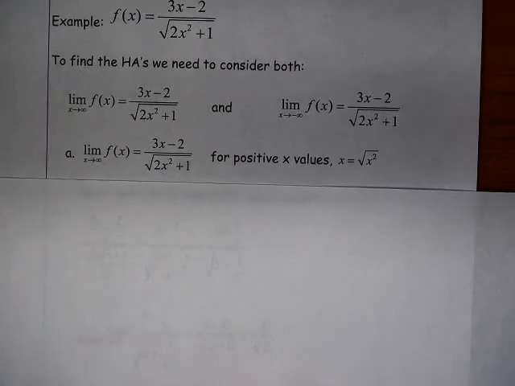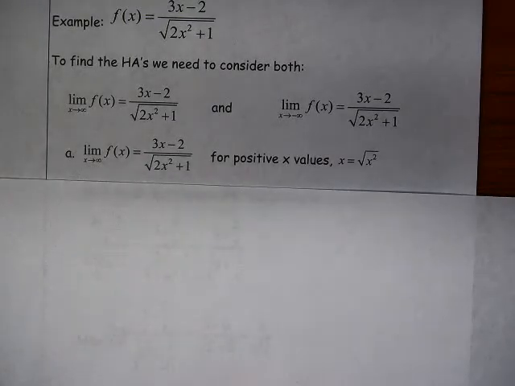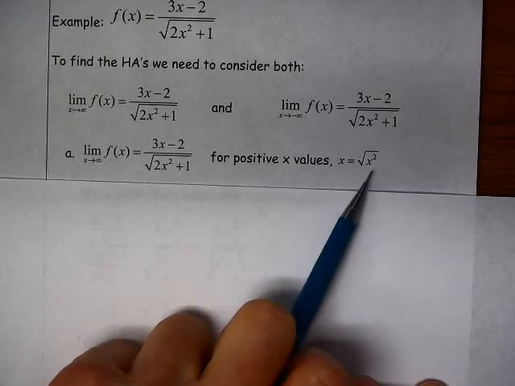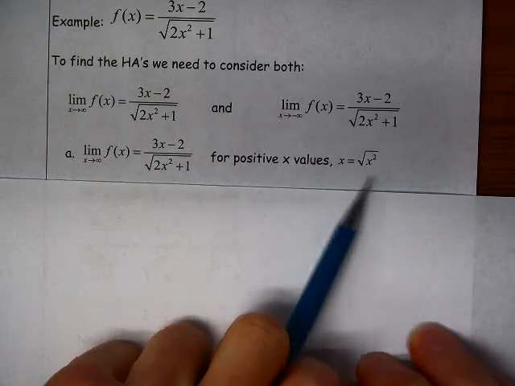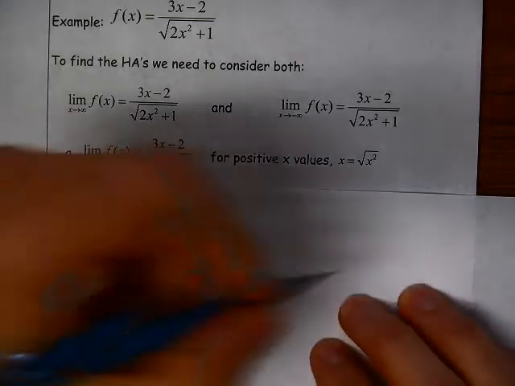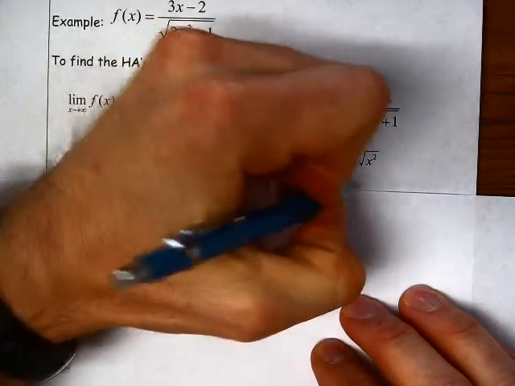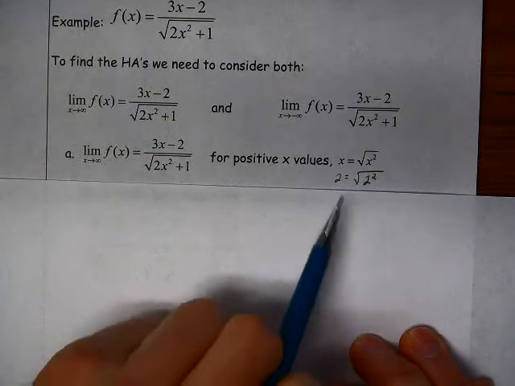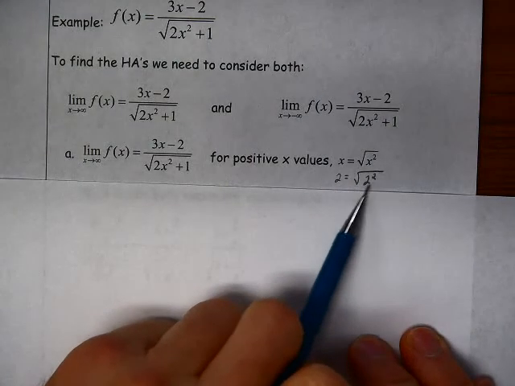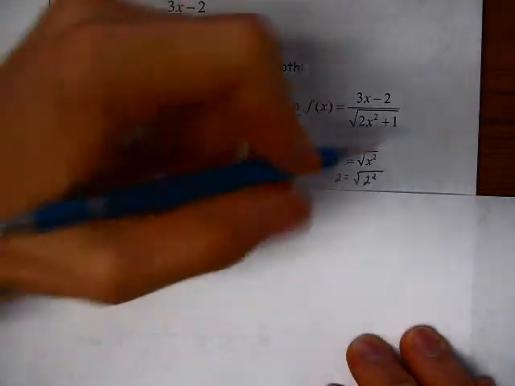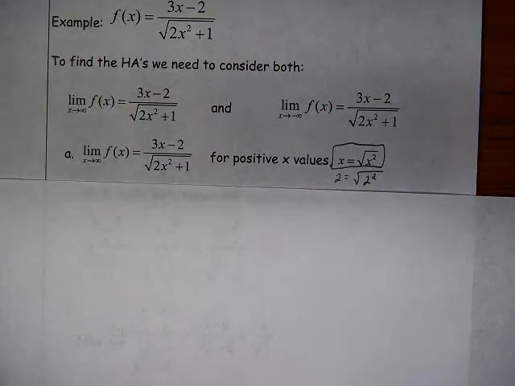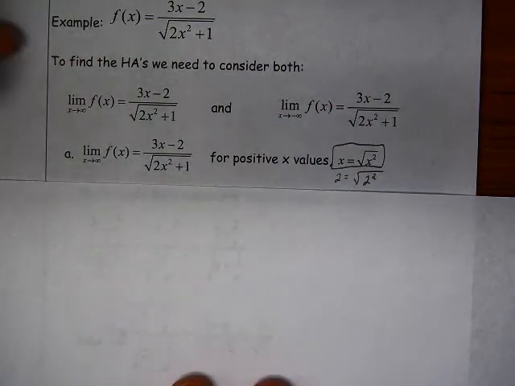And so one of the important concepts here is that for positive x values, x is equal to the square root of x squared. All right, so if I had, let's say, x equals 2, then I know that 2 is equal to the square root of 2 squared. So this is the relationship that we're going to use for our positive x values.